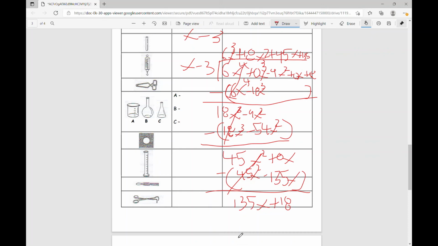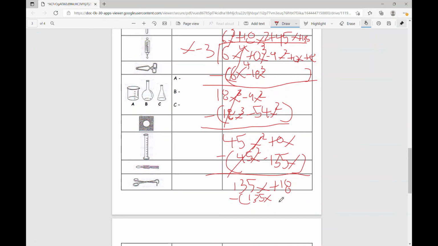Can you guys see that? Okay. Now we're going to multiply 135 times x, which is 135x. And then we're going to do 135 times negative 3, which, what is that? 135 times 3 is 405, so negative 405.